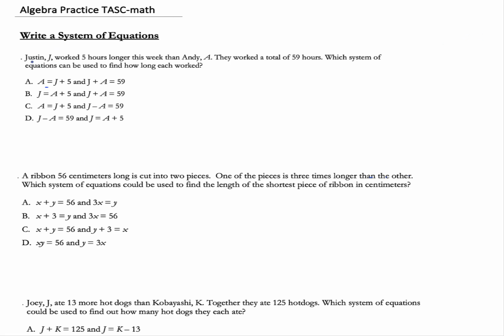So the first one says Justin J worked 5 hours longer this week than Andy A. So that one is kind of difficult for students to think about, okay, how would I write that? So if you go on to the next sentence, it says they worked a total of 59 hours. Now, who is the they? The they is Justin and Andy. And total means add. And together, they worked 59 hours. One of our equations must be J plus A equals 59.